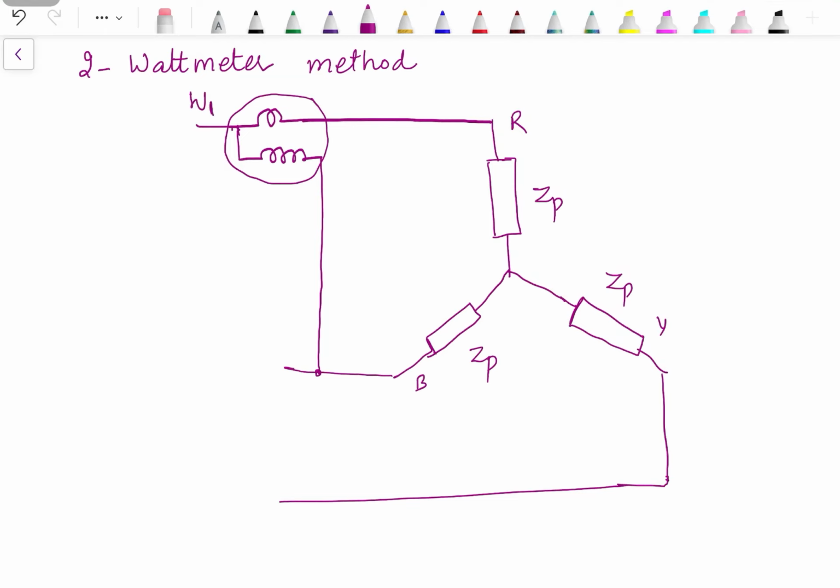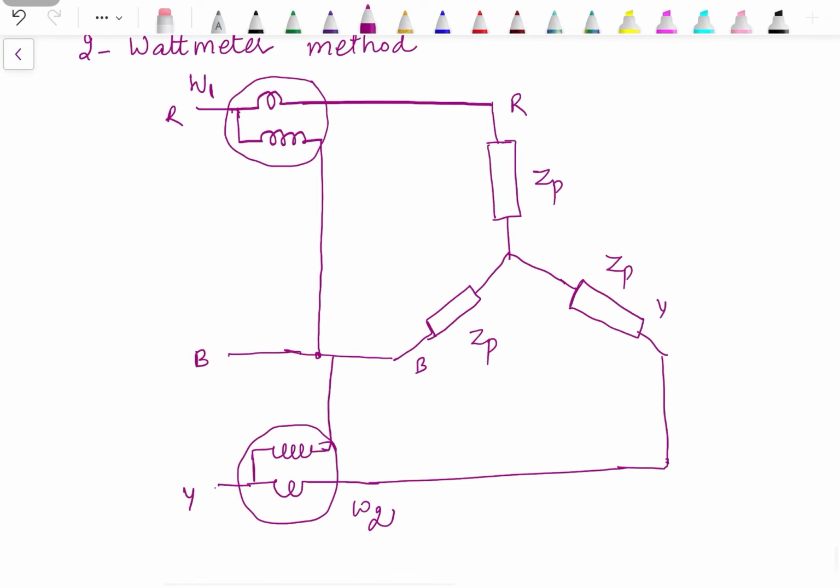The second wattmeter is connected in phase Y, current coil in series, potential coil between B and Y. So this is our wattmeter W2. Now this method is applicable to balanced, unbalanced, star, delta, every type of load.